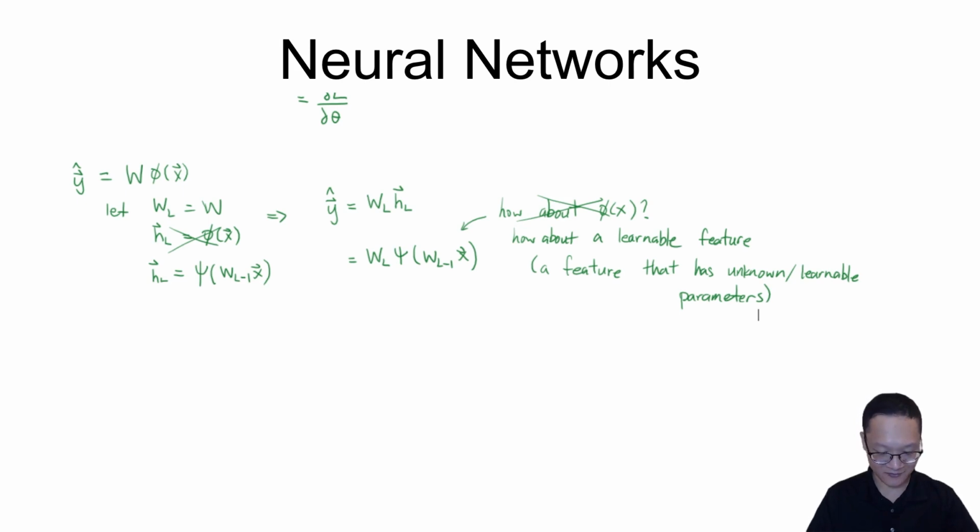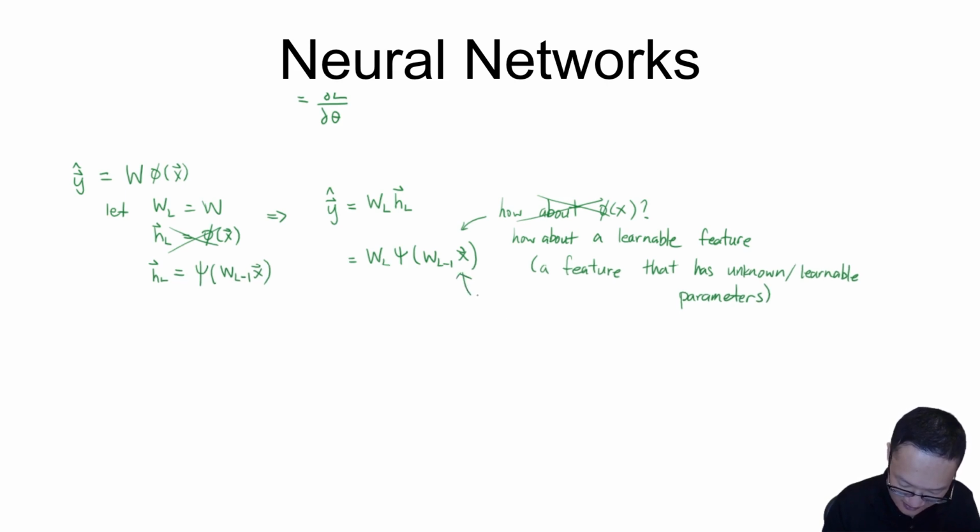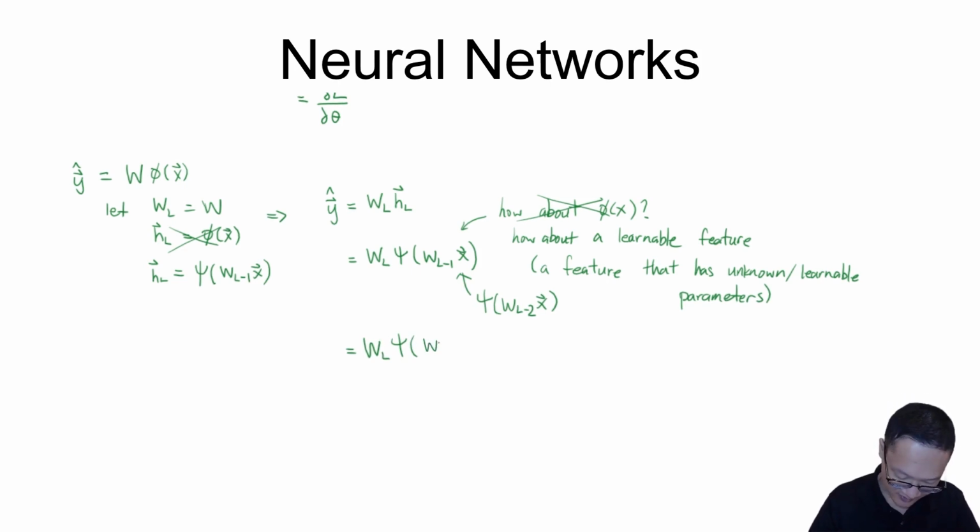Okay, so now this is kind of why we introduced some notation for W_L, and so it's basically the indices. So now we can replace this with some function psi of W_{L-2} x, right? So instead of x, we're gonna replace x with a feature of x that is learnable. So now y would be W_L psi of W_{L-1} times psi of W_{L-2} x.